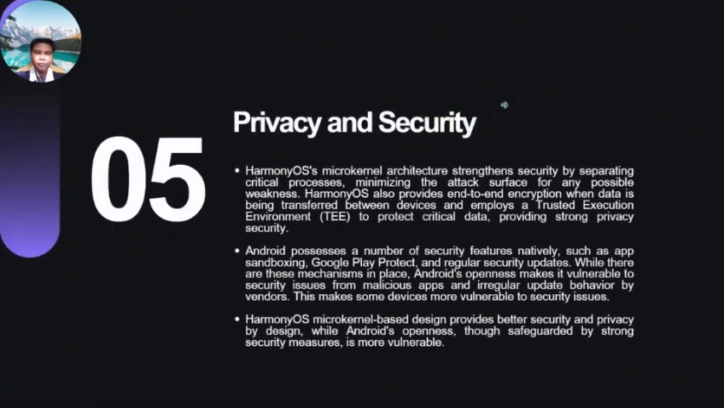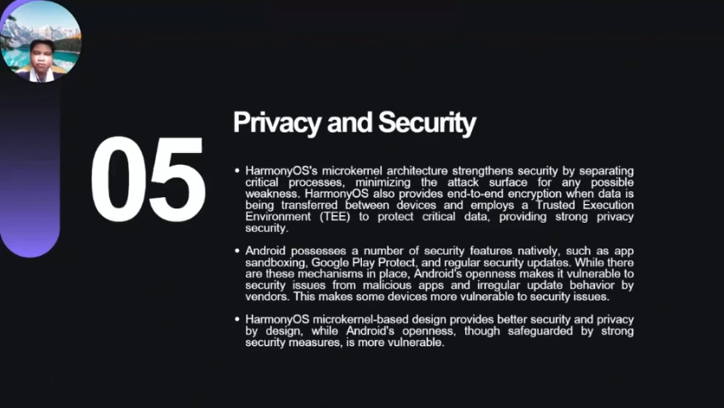The next main difference is privacy and security. HarmonyOS microkernel architecture strengthens security by separating critical processes, minimizing the attack surface for any possible weakness. HarmonyOS also provides end-to-end encryption when data is being transferred between devices and employs a trusted execution environment (TEE) to protect critical data, providing strong privacy security.